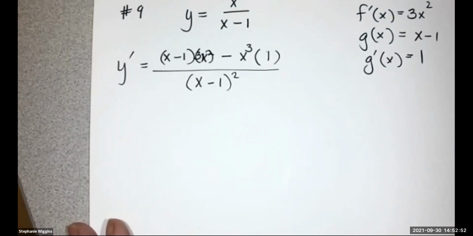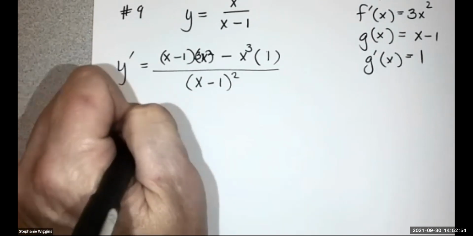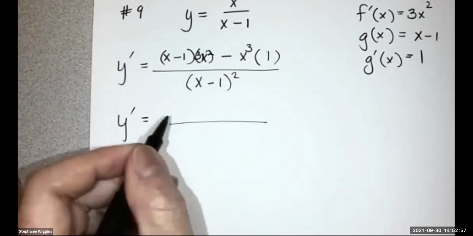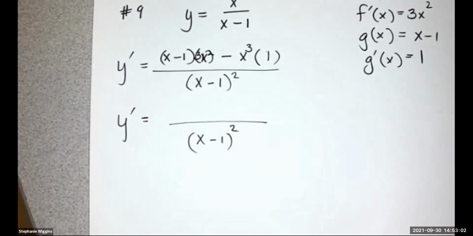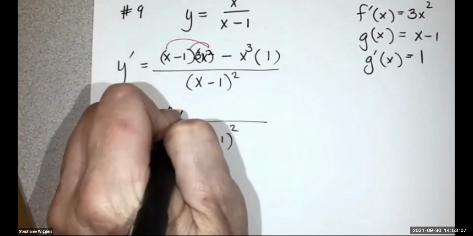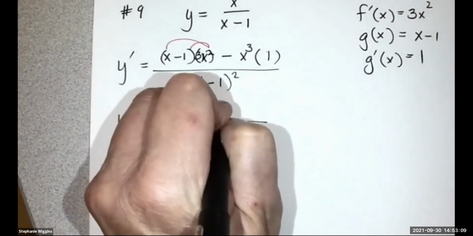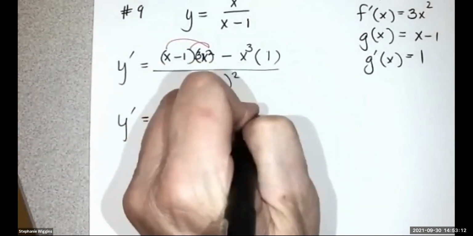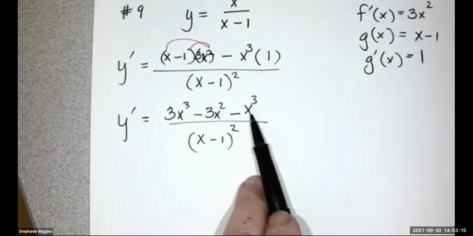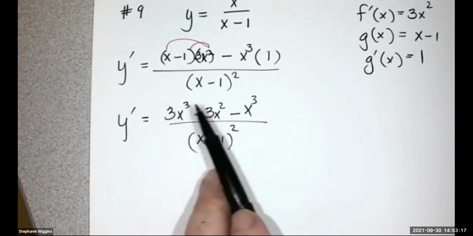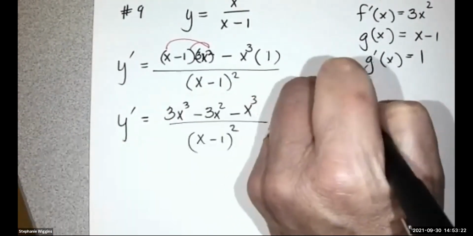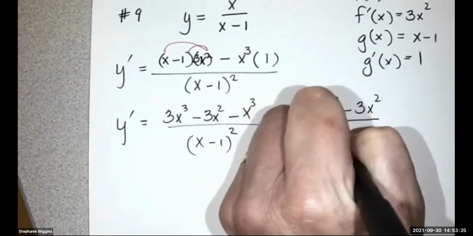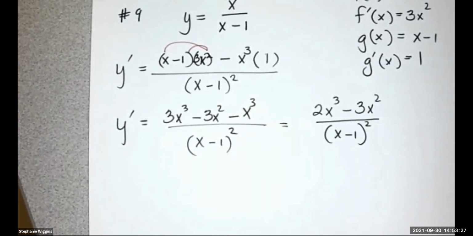But this isn't too hard to simplify. So we're not going to do anything with the denominator. We're just going to leave it like that. And the numerator, we're going to distribute this 3x squared. So it's going to become 3x cubed minus 3x squared minus 1x cubed. And we have like terms here. So we're going to have 3x cubed minus x cubed. That is going to be 2x cubed minus 3x squared over x minus 1 squared.